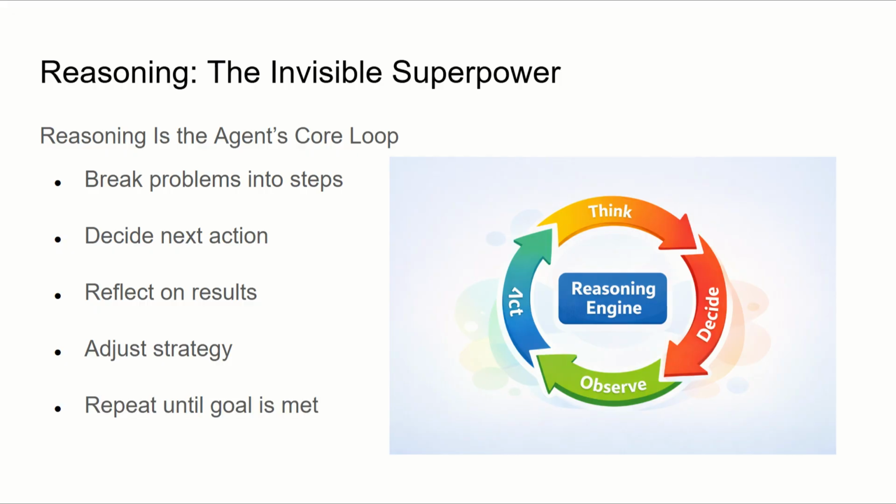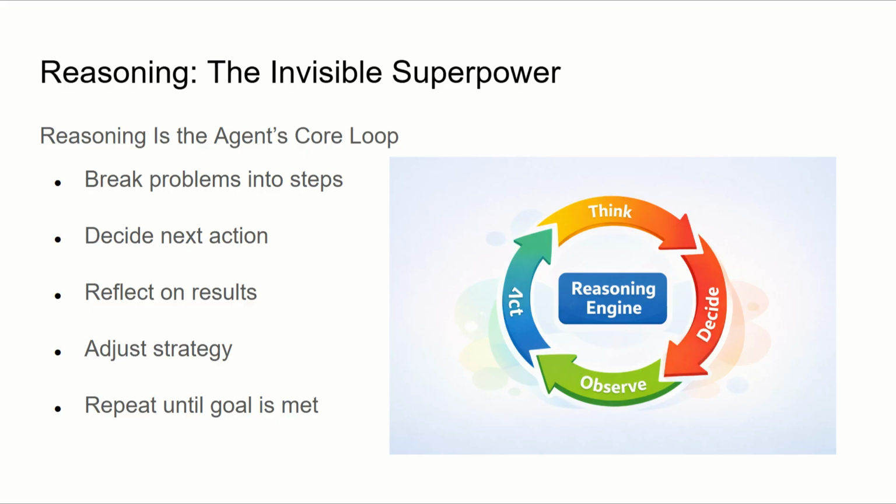This loop is invisible to everyone in traditional chatbot applications, but it's absolutely central in agent systems. Without reasoning, a model reacts. With reasoning, an agent plans. AgentKit makes this loop explicit. You can observe it, you can control it, and you can constrain it. This is what makes agents reliable in complex environments.